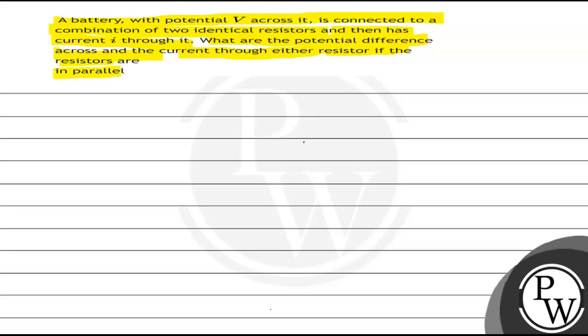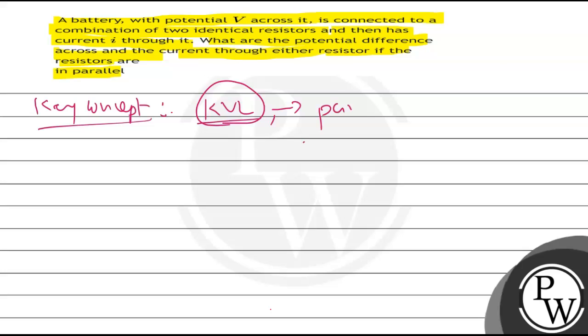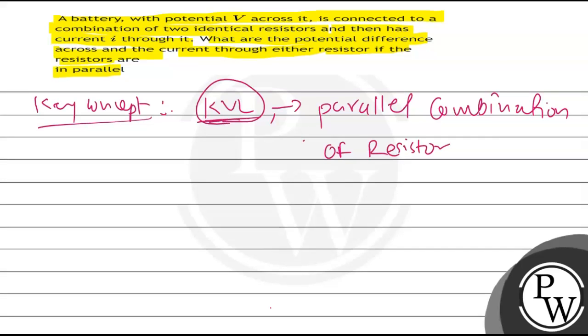So the key concept involved here is Kirchhoff's voltage law. By using this Kirchhoff's voltage law, we are going to find out the expressions for parallel combination resistors. Let us first understand how we use Kirchhoff's voltage law in a loop.